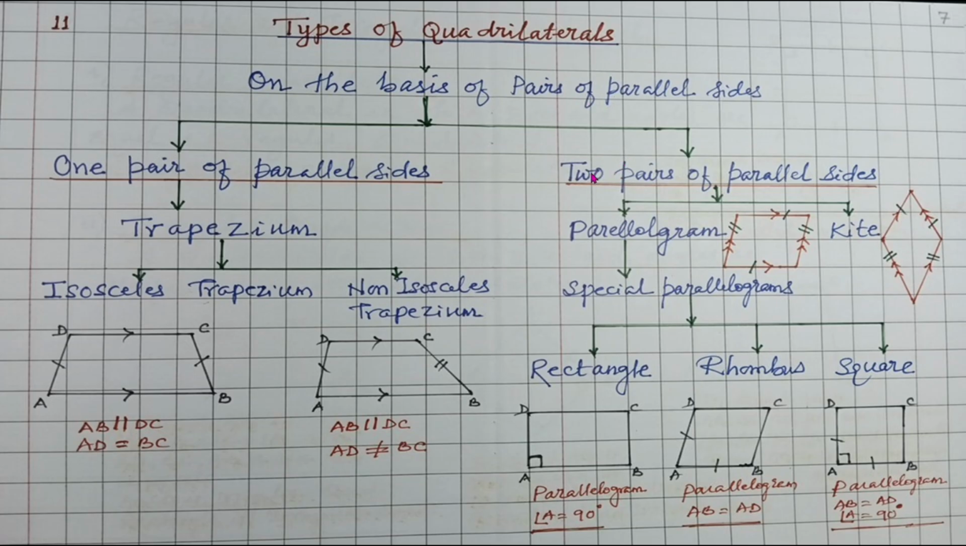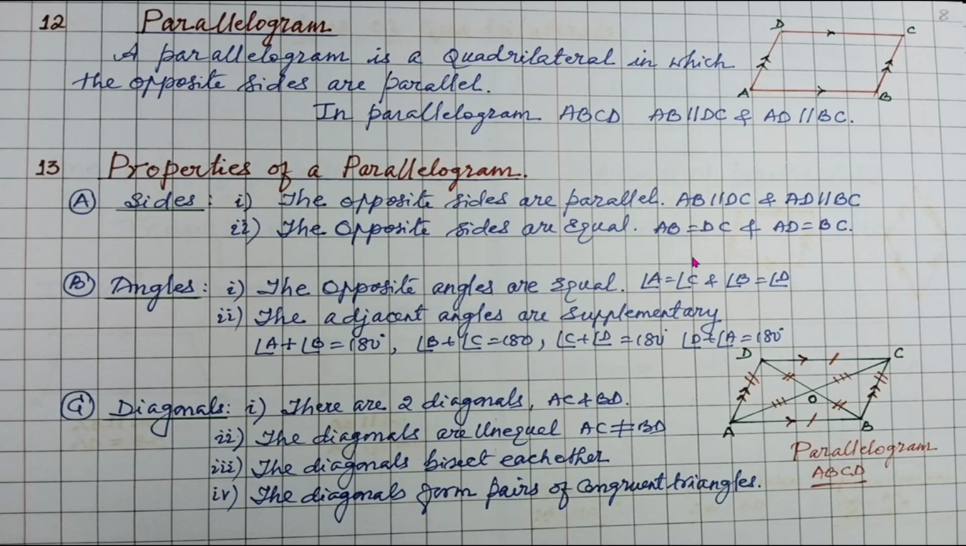And if the quadrilateral has two pairs of parallel sides, then it is classified as a parallelogram or a kite. Again, we have special parallelograms known as rectangle, rhombus and square. So we will be learning all the properties of all the different types of quadrilaterals one by one. So now let us begin with a parallelogram.